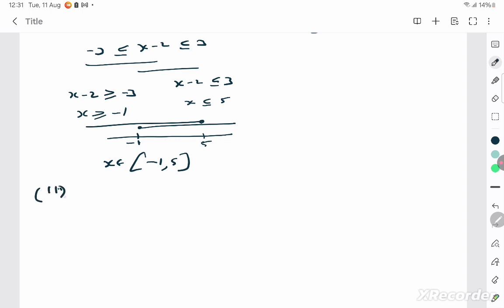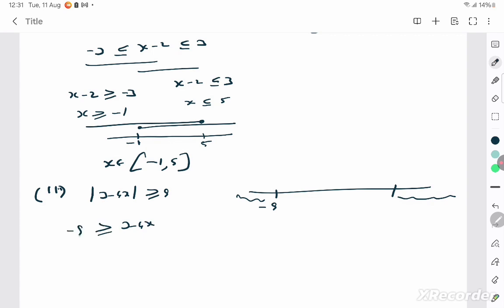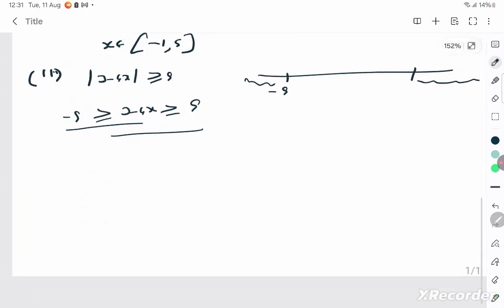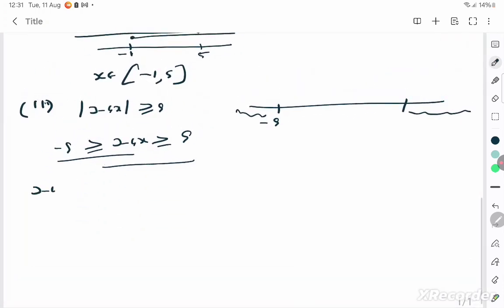The third question is mod of 3 minus 4x is greater than or equal to 9. When something is greater than or equal to 9, it can also be lesser than or equal to minus 9. So 3 minus 4x is lesser than or equal to minus 9 or greater than or equal to plus 9. Solving these inequalities, I'm writing 3 minus 4x is lesser than or equal to minus 9. Minus 4x is lesser than or equal to minus 12. Multiplying both sides by a negative sign, the symbol has to change, so 4x is greater than or equal to plus 12. X is greater than or equal to 3.